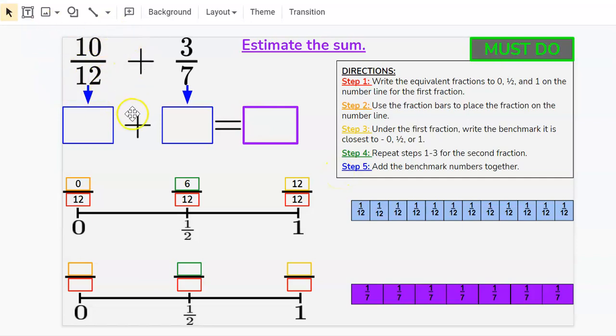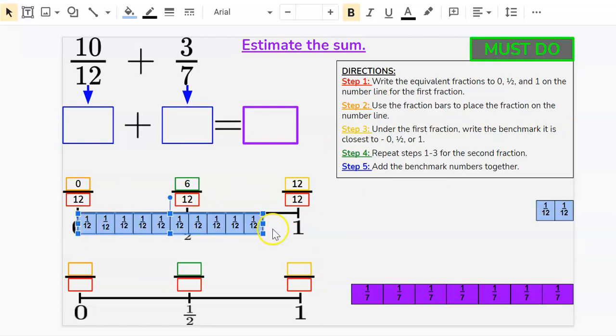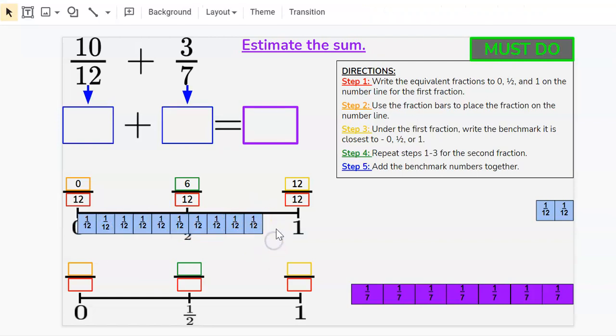Our fraction is 10/12. So I'm going to press the control button and I'm going to click 1, 2, 3, 4, 5, 6, 7, 8, 9, 10/12. Then I'm going to let go of the control button and drag this over here. And I'm going to match it up with my 0 right here. And I can very clearly see that this is closer to 1 whole than it is to 1/2. And it's way closer to 1 whole than it is to 0, where it ends right here.